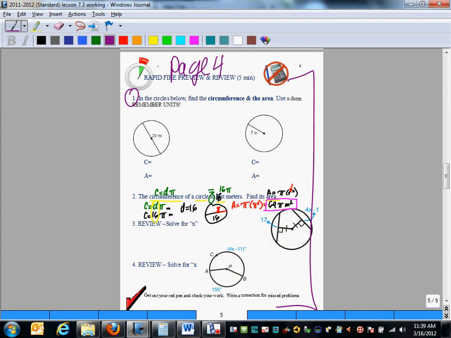Guys, check 4 and go on to 6. Check 4, go on to 6. Guys, you should have red pens when you come in.